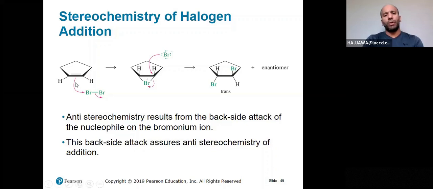Here's another example. We could see cyclopentene reacting with Br2, so you end up making the bromonium intermediate. Once you form that bromonium intermediate pointing down, the bromide will come from the opposite side. That's why you end up making the trans dihalide. So it's important to keep in mind the anti-stereochemistry of addition here. There is no mention of Markovnikov or anti-Markovnikov because the electrophile is symmetrical, so it doesn't matter which one goes where.